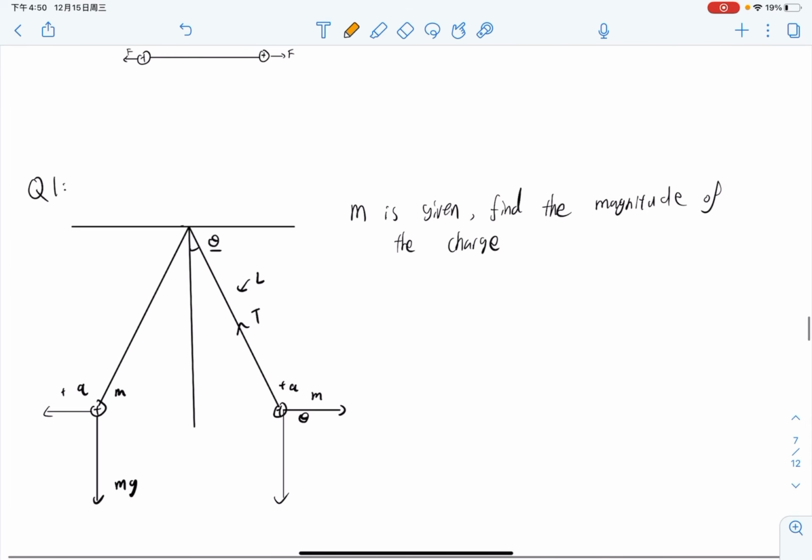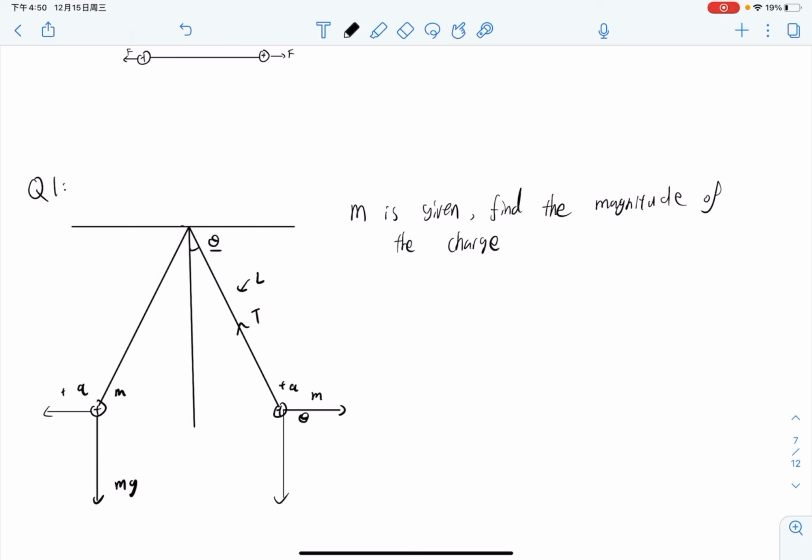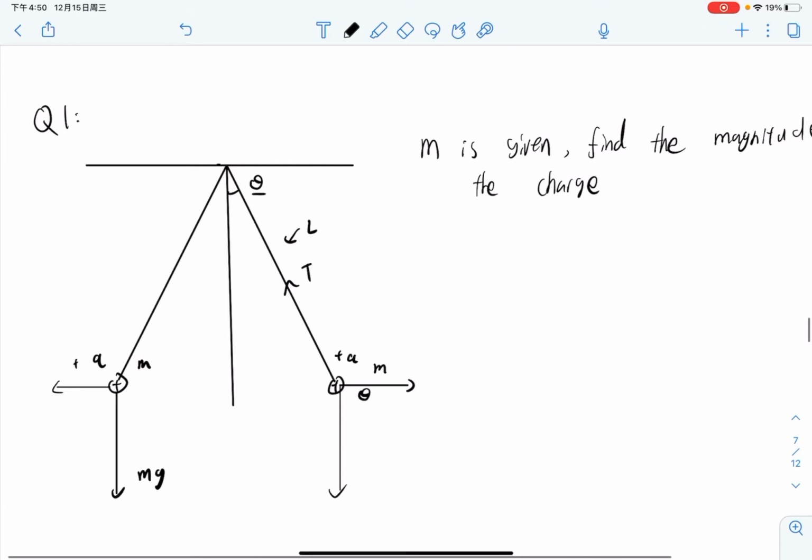Okay, now we're going to take a look at problems. For the first problem, we want to find the charge of the object. The charge is Q. And theta is given, L is given, M is given, and G is given. We don't know T.